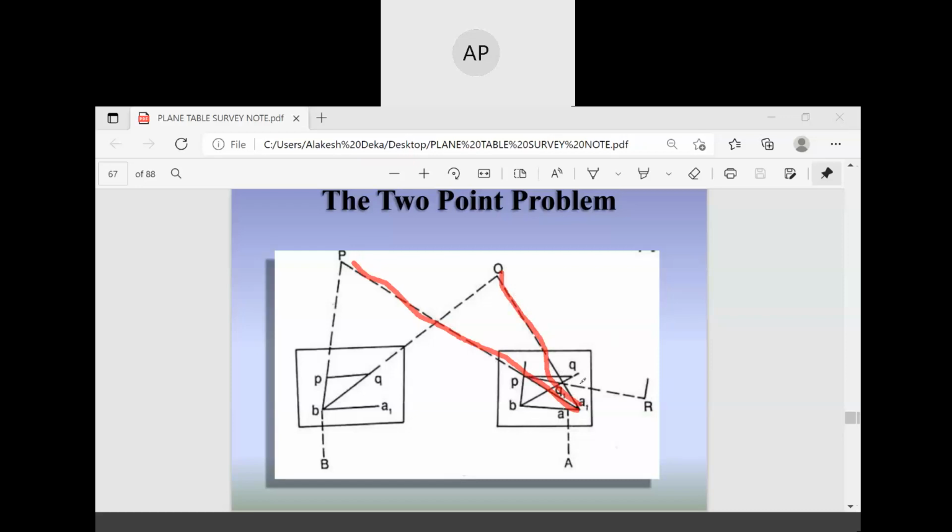And draw a line which bisects these two lines. It will be R, and join this line. You will get this station.